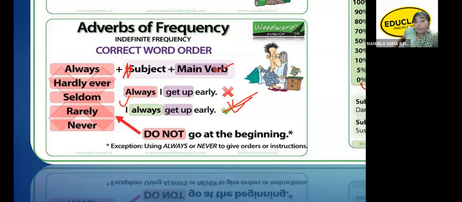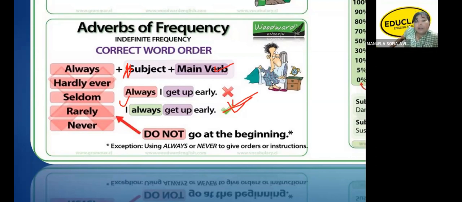Okay? So this is a rule that we don't use those adverbs of frequency at the beginning. It doesn't sound good. Hardly ever I get up early. No. Seldom I get up. No. Rarely. No. Never I get up early. No. I never get up early. And it sounds strange, right? And we can feel it. Never I go to the movies. No, it sounds like something is not good there.